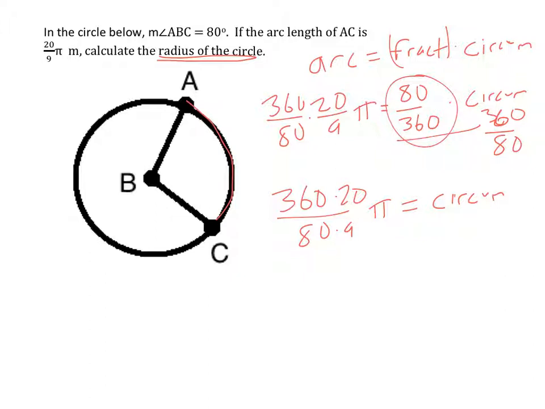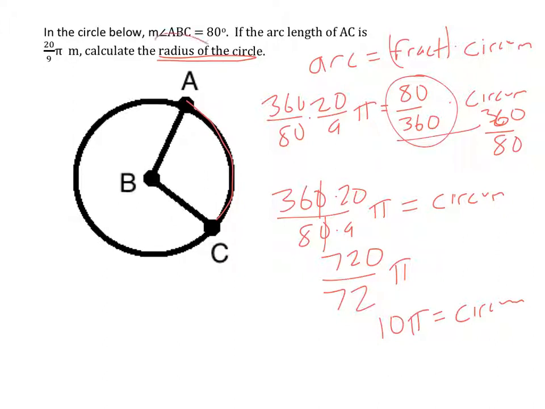And then I can start doing some reducing. The 360 over 80, I can divide each side by 10. I have 72 on the denominator, 9 times 8. 36 times 20 is a little tricky. You can do 36 times 2 is 72. So this ends up being 720. So 720 divided by 72 is 10. So this is 10 pi equals the circumference.